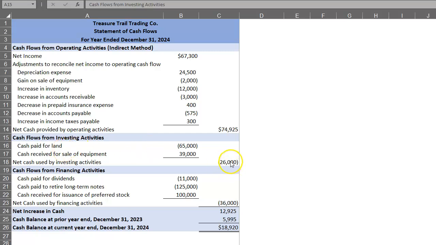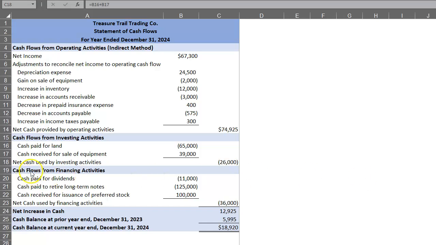And if we go to cell C18, this tells us that the net cash used by investing activities was $26,000. You'll notice it's a negative $26,000 because that indicates a cash outflow. So the company had a net cash outflow of $26,000 from its investing activities.